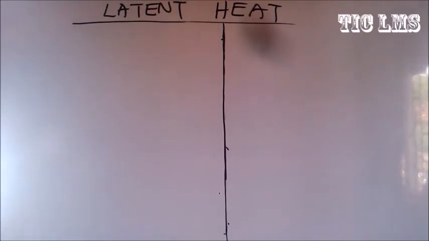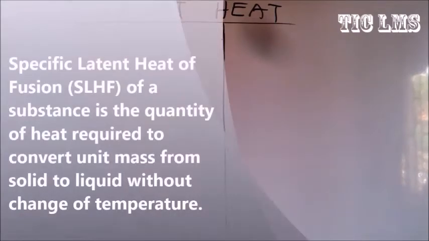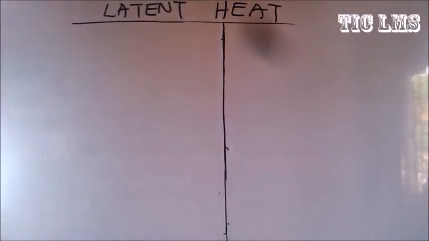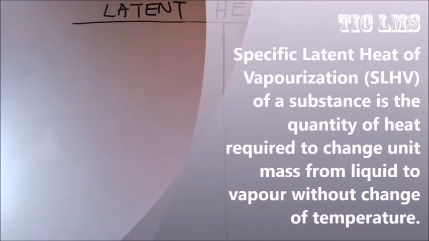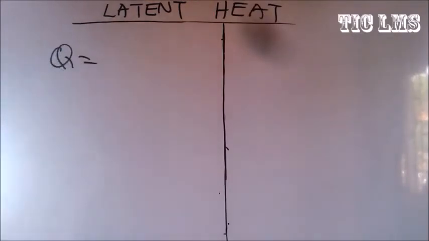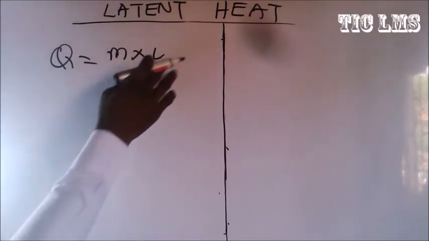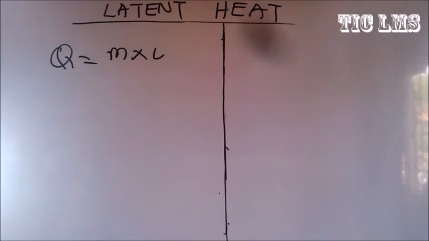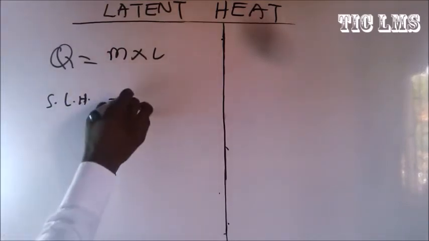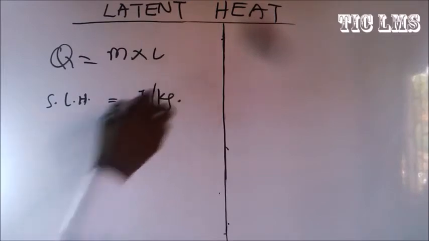So we can define specific latent heat of fusion as the quantity of heat which is required to convert unit mass from solid to liquid without change of temperature, while specific latent heat of vaporization of a substance is the quantity of heat required to change unit mass of that substance from liquid to vapor without change of temperature. And with this, the quantity of heat which is supplied is equal to the mass times the latent heat, be it of vaporization or fusion. The unit of specific latent heat is joules per kilogram.